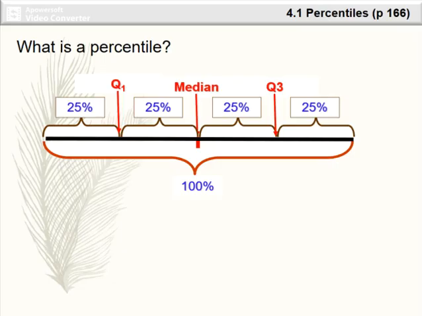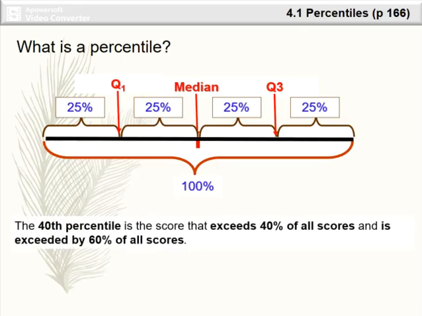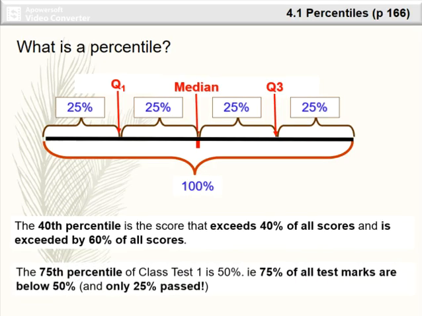Before we go any further, let's have a look at two examples where percentiles come up in different scenarios. The first one is just a different interpretation. Consider this statement. The 40th percentile can also be interpreted as the score that exceeds 40% of all scores and is exceeded itself by 60% of all scores, which makes sense if you just take a moment to think about it.